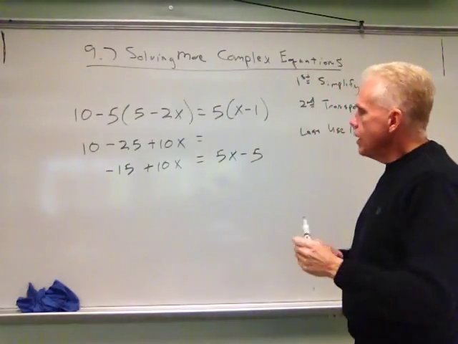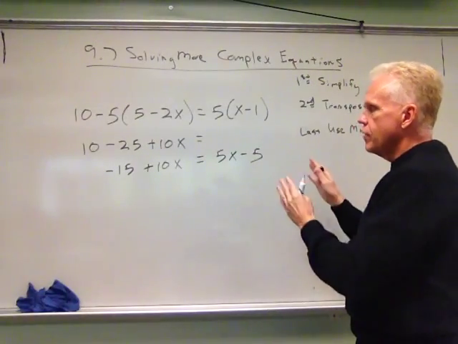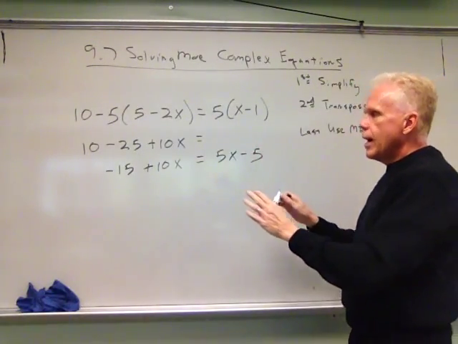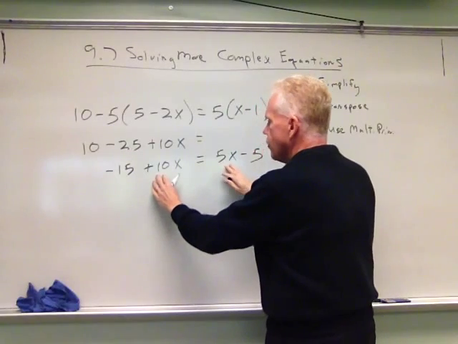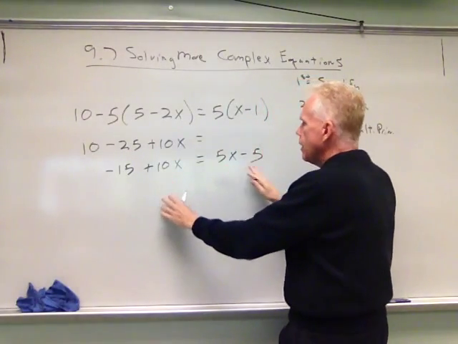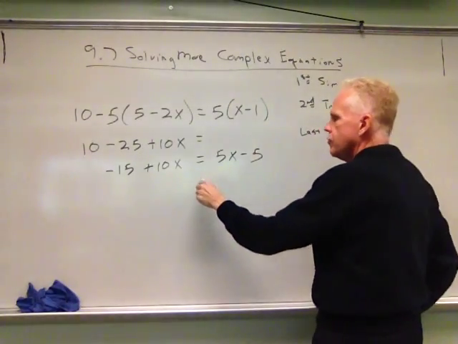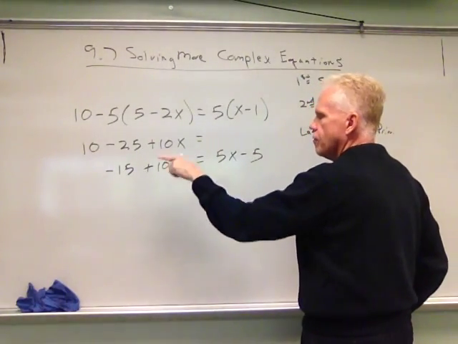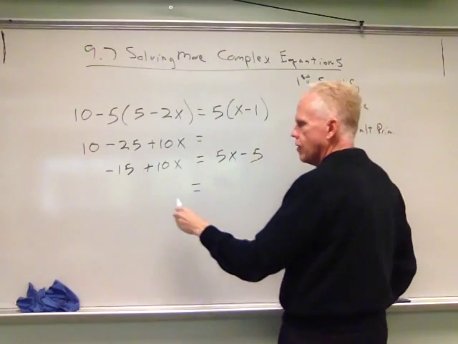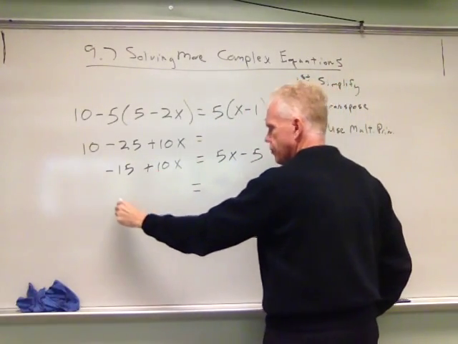Now step 2, I'm ready to start transposing. I'm ready to move stuff around. Now I would love to get the 10x and the 5x together. I'd love to get the negative 15 and the negative 5 together. So let's do this. Let's get our x's over there on the left. Let's leave the 10x over there, okay? It's a positive 10x.